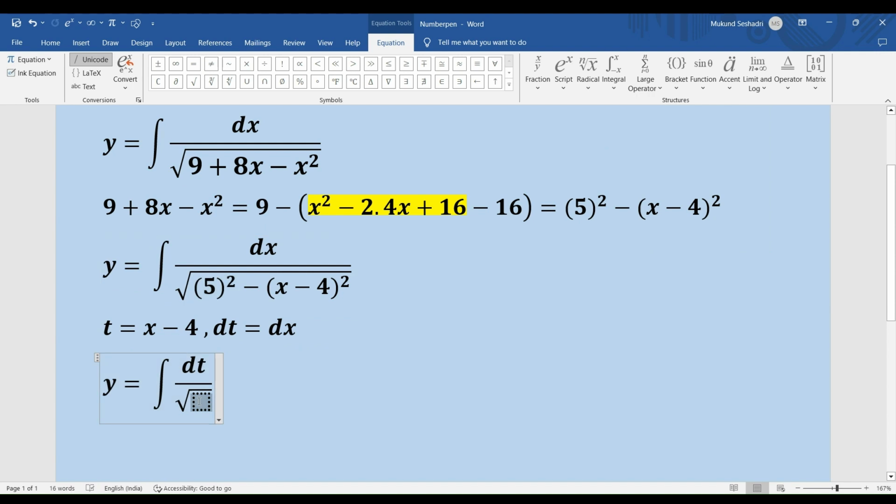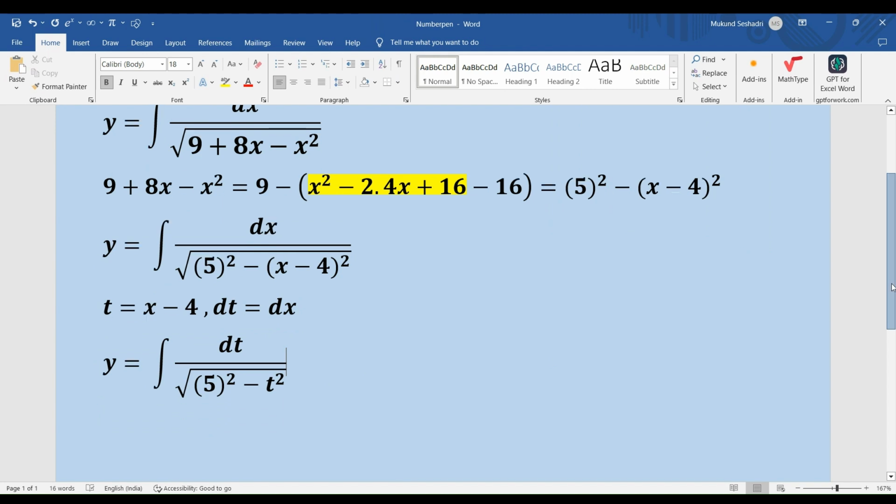Because the substitution we have made is nothing but t equals x minus 4, and x minus 4 the whole square becomes t square, right? So now you take a look at this. We have arrived at the format we wanted at the starting of the problem, right? So integral of dt by square root of 5 square minus t square.